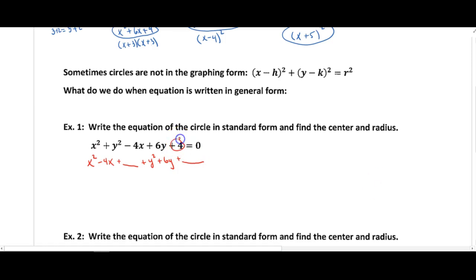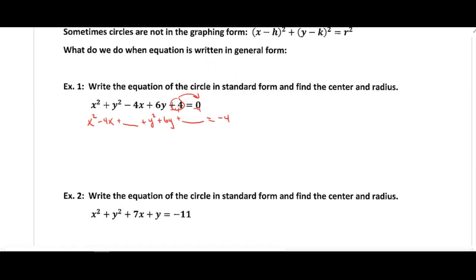Now this plus 4, I'm going to bring it over here right away. What do I have to do to get rid of it? I'm going to subtract the 4. And that would give me equals negative 4. From here, I'm going to go ahead and complete the square. If I take that negative 4 divided by 2 and square it, that gives me negative 2 squared, which is what? 4. If I add 4 to this side, I have to go to the other side and add 4. What I do to one side, I have to do to the other.